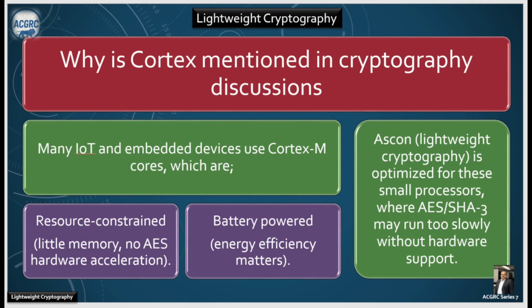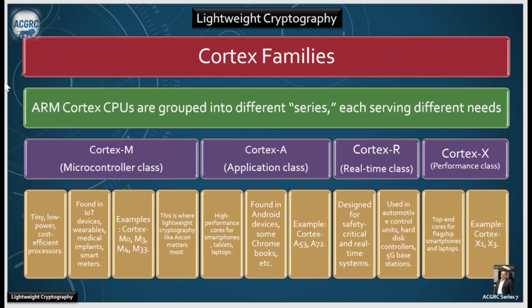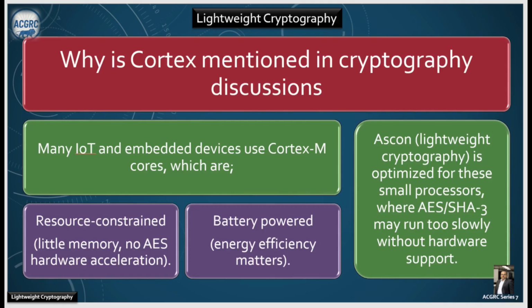So why is Cortex mentioned in cryptographic discussion? Well, many IoT and embedded devices use Cortex-M cores. What's M? M, the one used in wearables. So many IoT and embedded devices use Cortex-M cores, which are resource constrained, which means they have little memory, no hardware acceleration, and are battery powered. Ascon is optimized for these small processors where AES or SHA-3 may run too slowly without hardware support.